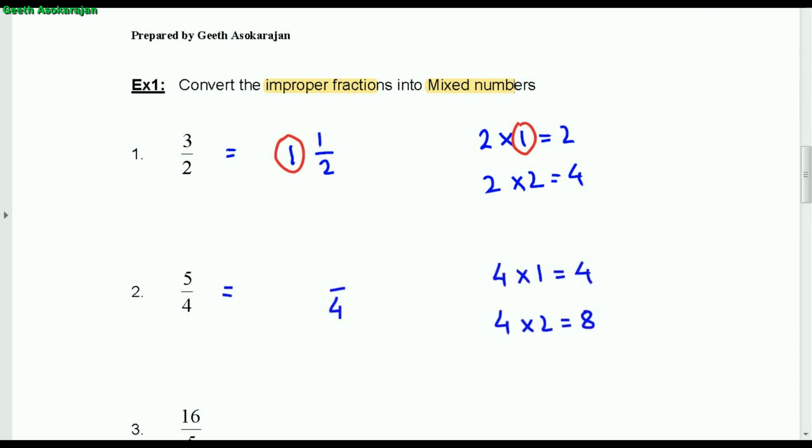Whoops, let me change my colour pen. So let me revert to my favourite colour, blue. I write down that 1 here, and that 1 goes there. Since 4 times 1 is 4, the difference between 4 and 5 is 1, so I'll write that 1 on top. Or you could keep that 4 in your mind and count from 4 to 5, the difference again being 1. So 5 over 4 is the same as 1 1/4 in this case, and you're done.